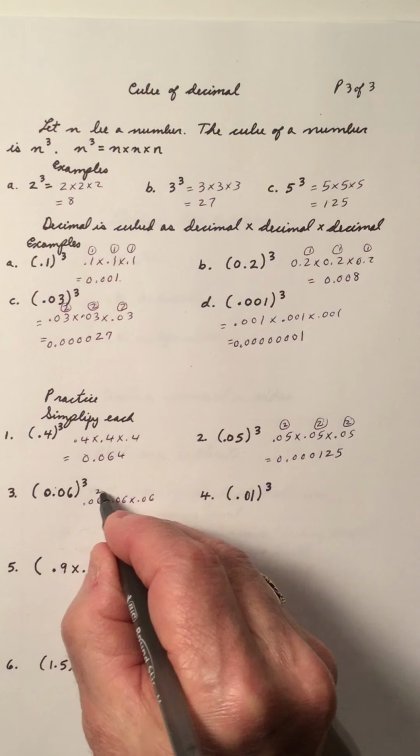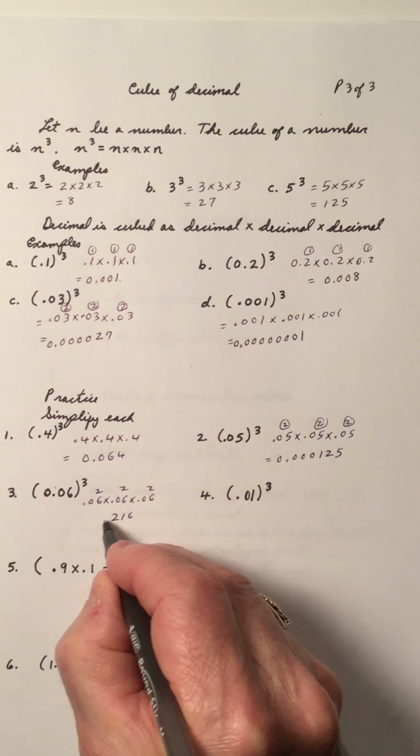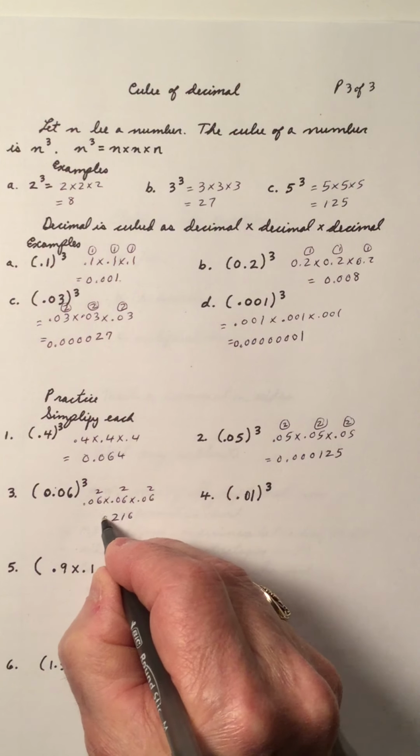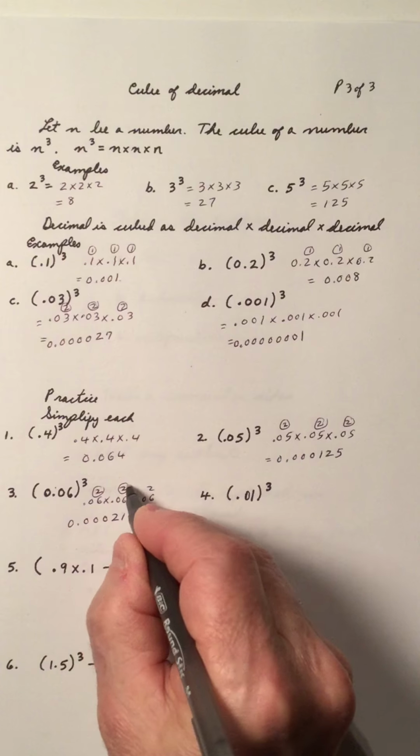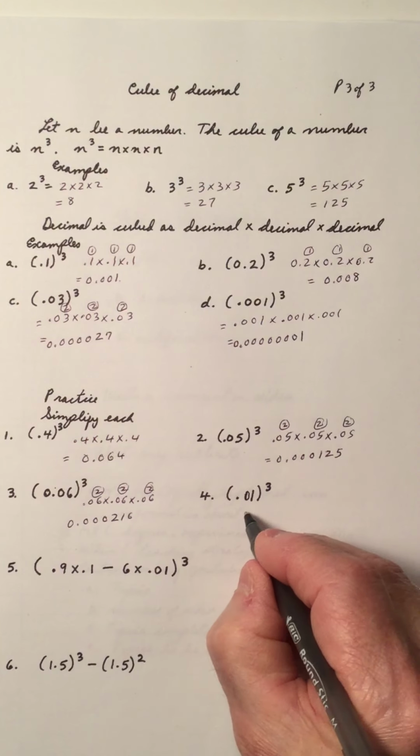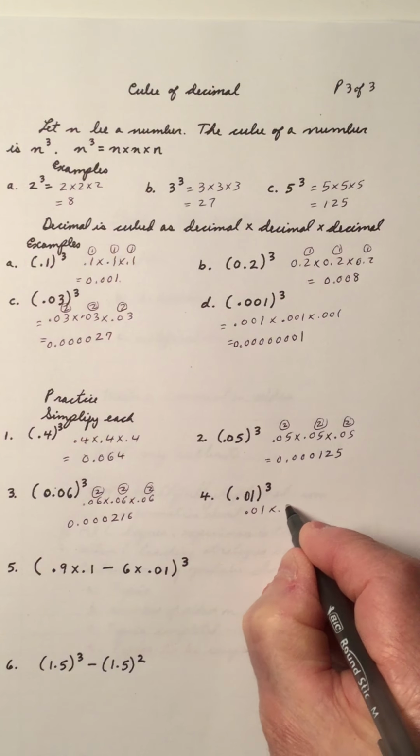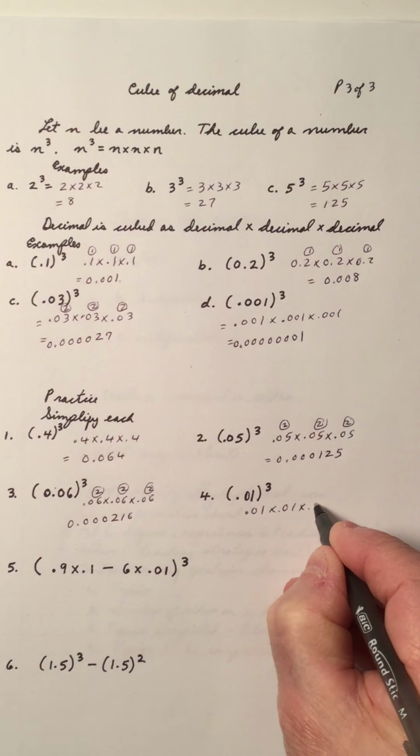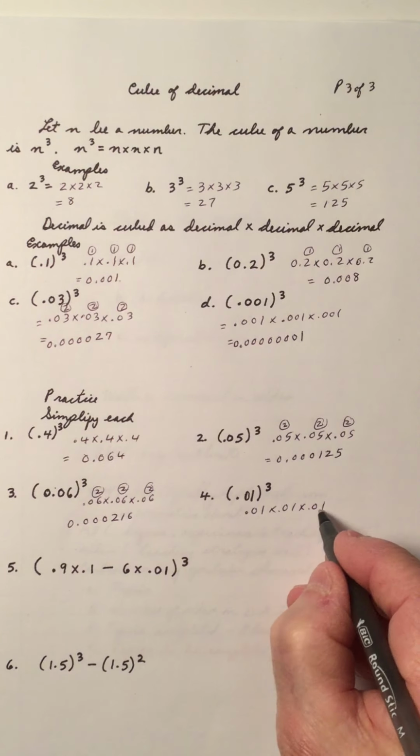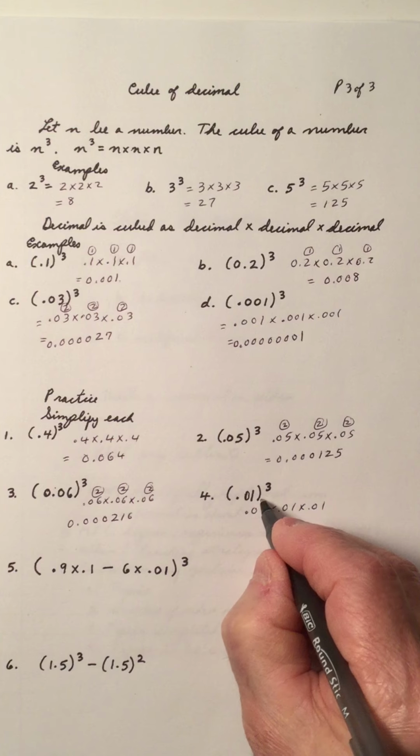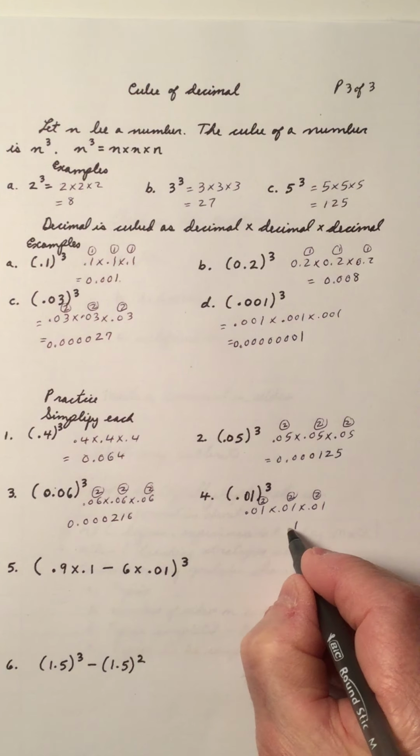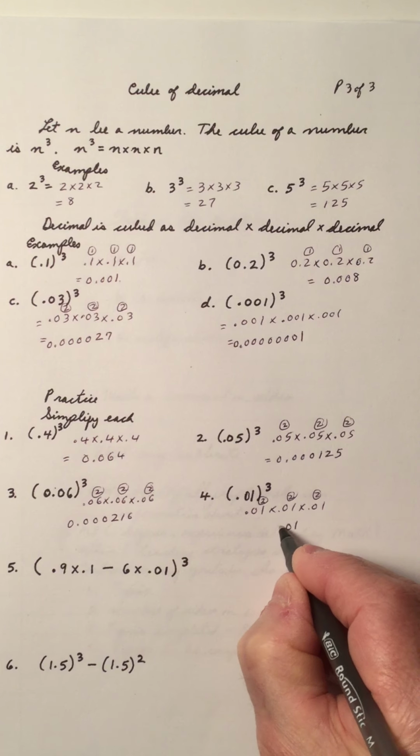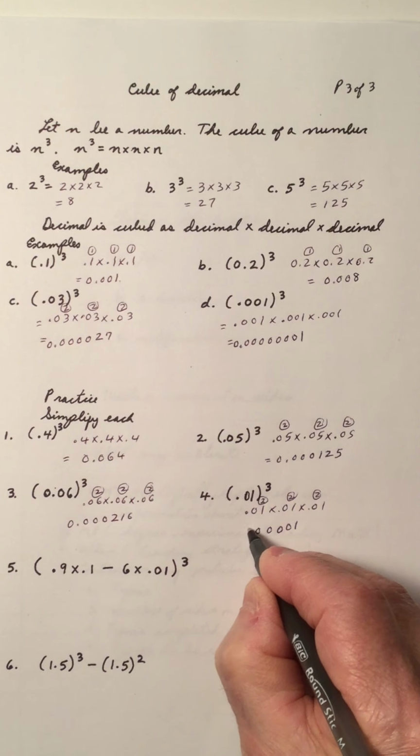And we've got 2 decimal places, 2 decimal places, 2. So that's 6 altogether. 3, 4, 5, 6. 2 decimal places in each. And decimal 0.01, decimal 0.01, decimal 0.01. 1 times 1 times 1 is 1. And we have 2, 4, 6 decimal places. 1, 2, 3, 4, 5, 6.